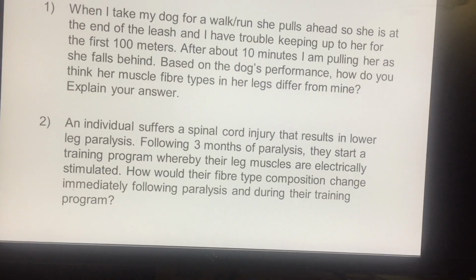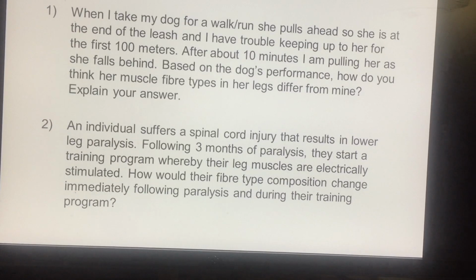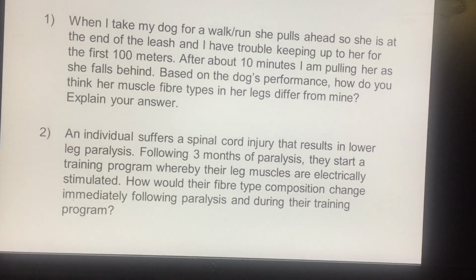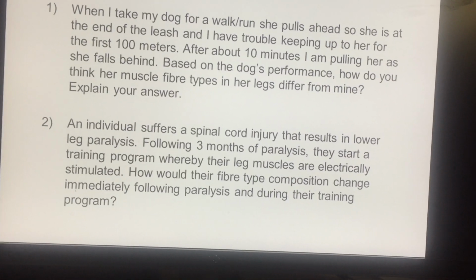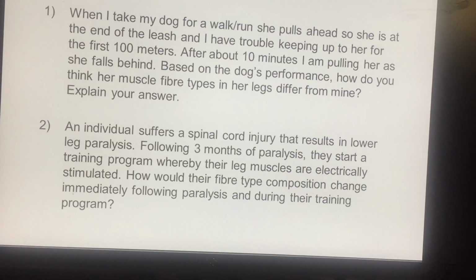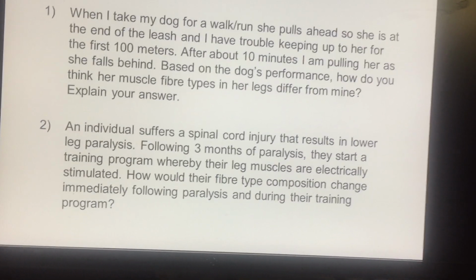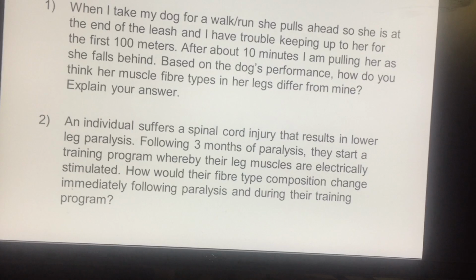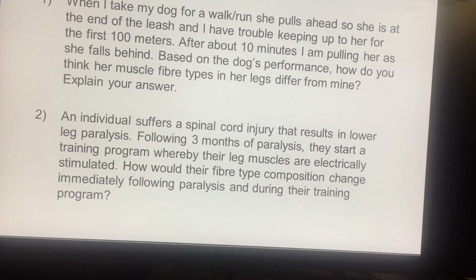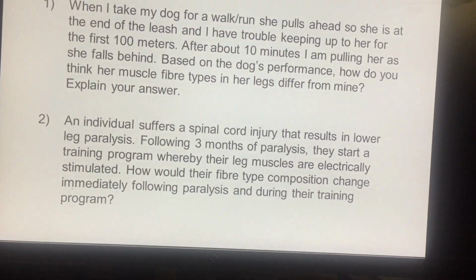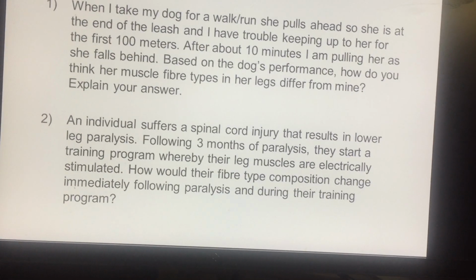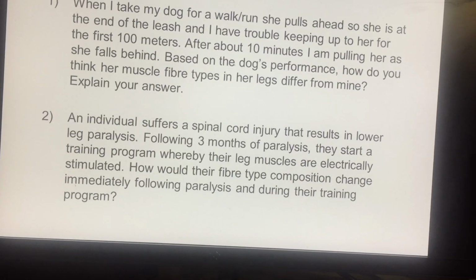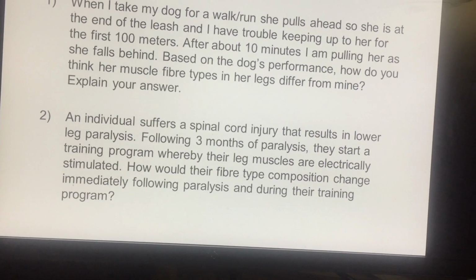Second question: an individual suffers a spinal cord injury that results in lower leg paralysis. After 3 months of paralysis, they start a training program where the muscles in their legs are electrically stimulated. So this is often used in rehab and to maintain muscle mass in people that have paralyzed limbs. The question here is, how would their fiber type composition change immediately following paralysis and then during their training program?